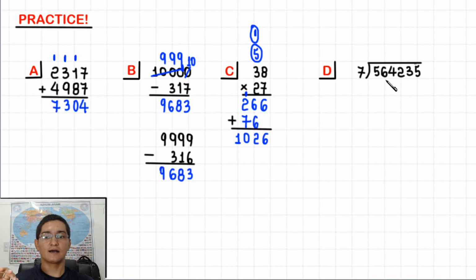Now we have here a division. 564,235 divided by 7. 564,235, that's our dividend, the value we will divide, and 7 is the divisor. Before we start the division, it's good if we know the multiplication table of the divisor, and that is 7. So I will write down here the multiplication table of 7, okay?